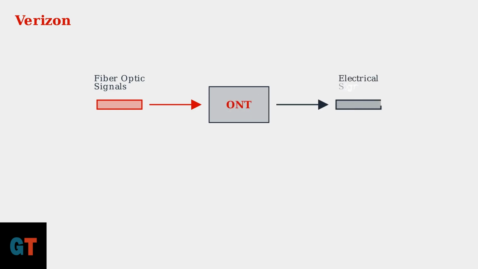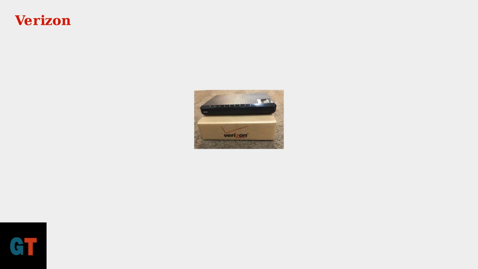The ONT converts fiber optic light signals from Verizon's network into electrical signals that your home devices can use. Here's what an actual ONT device looks like in your home. This is the equipment that sits between Verizon's fiber network and your home devices.